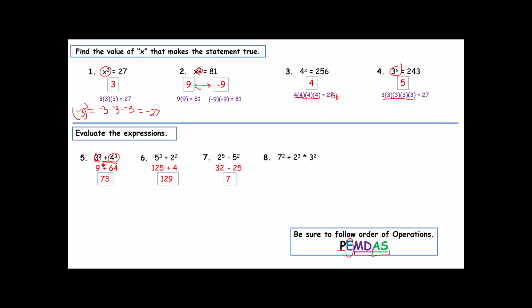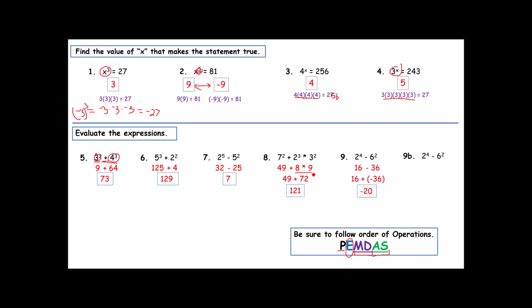How about this one? There are no parentheses, so when I do my exponents, I get 49 plus 8 times 9. What's the next step you're supposed to do? That would be the multiplication. Be careful not to get in too big of a hurry here, and you're going to add last. 2 to the fourth is 16. 6 squared is 36. That is the same as adding negative 36, which is negative 20.